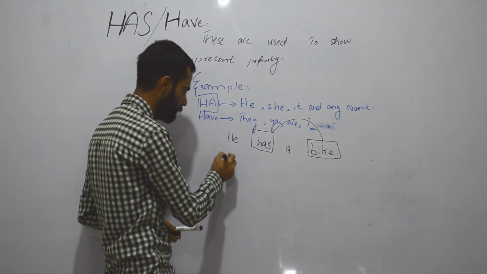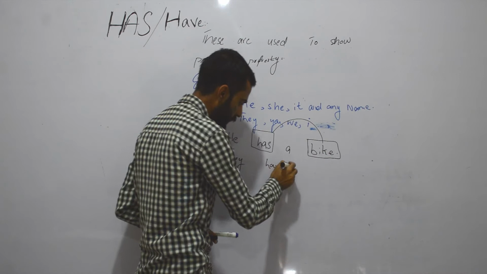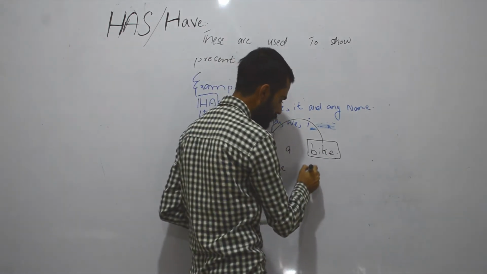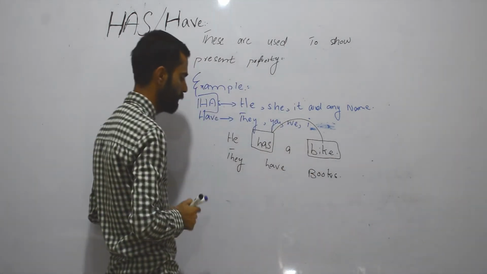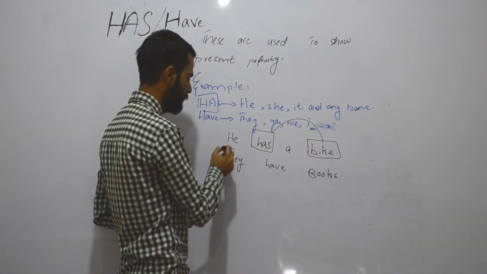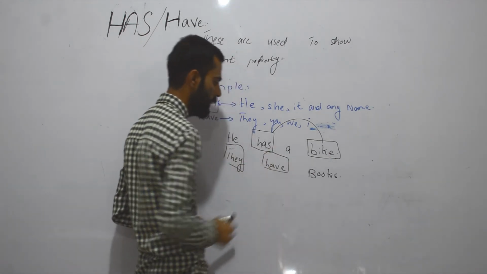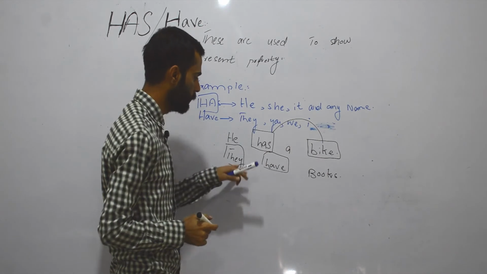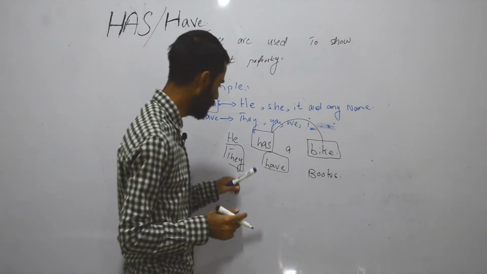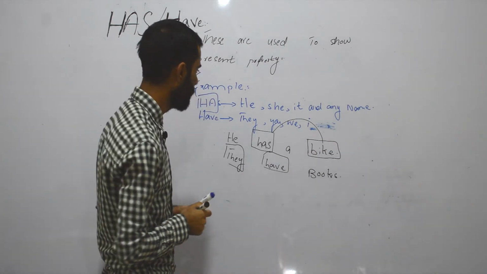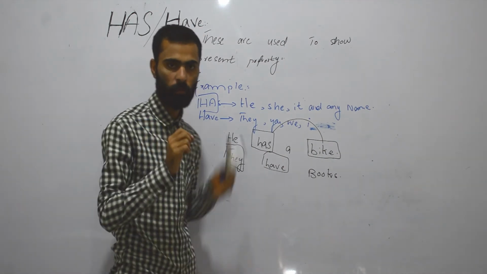Then, they have books. They have books. This is plural. That's why I have used have, because this is a plural pronoun. They have books. Have is showing their property. So it was has and have. It was the present form of has and have.